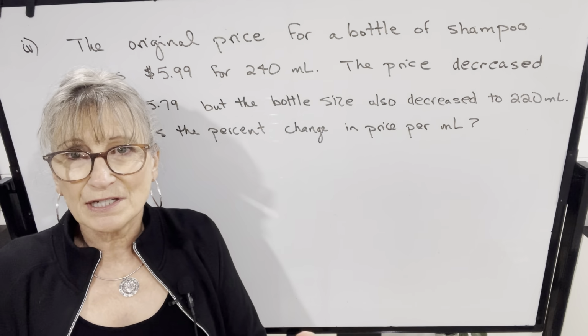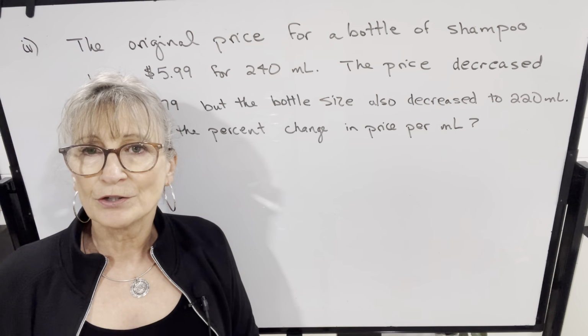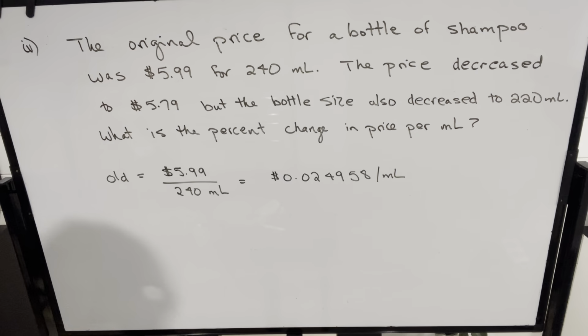We can't compare them because they're different sizes. So what we're going to do is find the price per milliliter for the old bottle and the price per milliliter for the new bottle and use those values in our formula. To calculate the price per milliliter for the old bottle of shampoo, I take the price and divide by that volume of 240. That gives me a price of $0.024958 per milliliter, or just under 2.5 cents per milliliter.